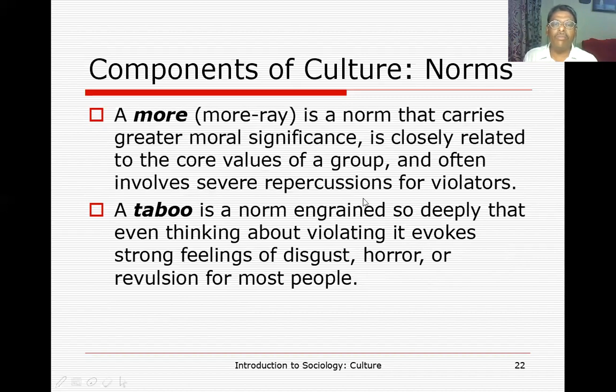So a mores is a norm that carries greater moral significance, is closely related to the core values of a group, and often involves severe repercussions for violators. A taboo is a norm ingrained so deeply that even thinking about violating it evokes strong feelings of disgust, horror, or revulsion for most people. You know, in any culture, we see these taboos.